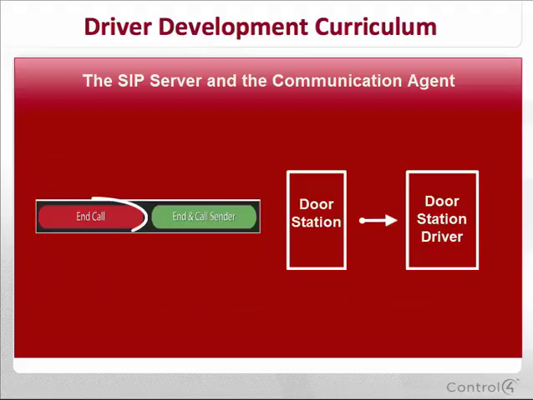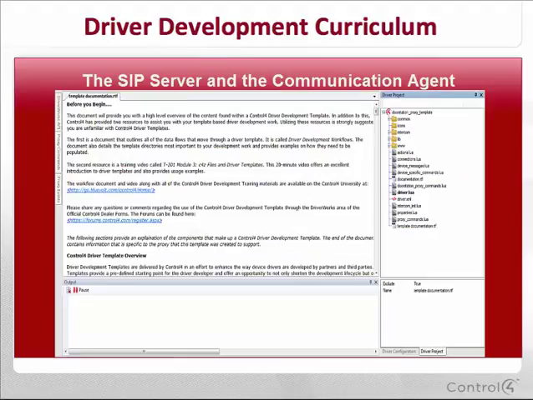When a user of the touchscreen ends the call, when the UI End Call button is pushed, a message is sent from the door station to the door station driver. In this example, the message is named Call Ended. The door station driver development template has all of the Intercom proxy and SIP proxy API calls plumbed and ready for your use.